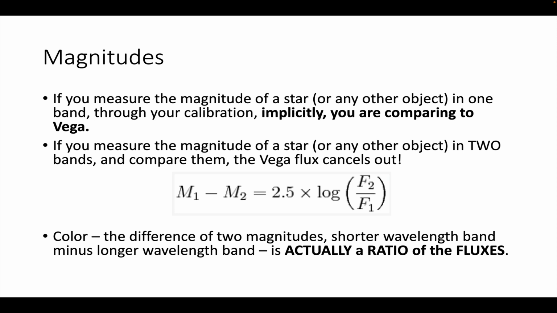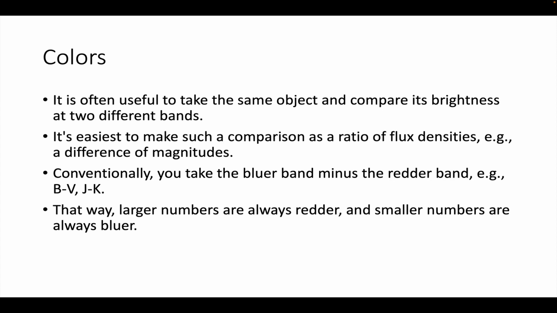So if I've got the measurement of a star at B band and a measurement of a star at V band, I can do the B band minus the V band is equal to 2.5 times the log of the flux of the star at V over the flux of the star at B. So the color, which is the difference of 2 magnitudes, which is conventionally a shorter wavelength band minus the longer wavelength band, is actually a ratio of the fluxes. Okay?